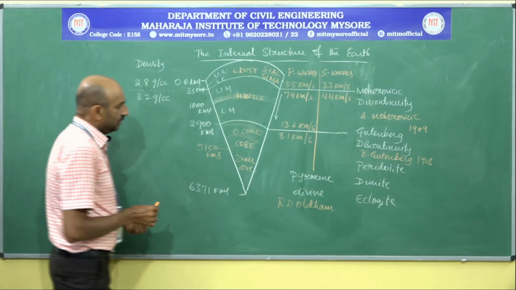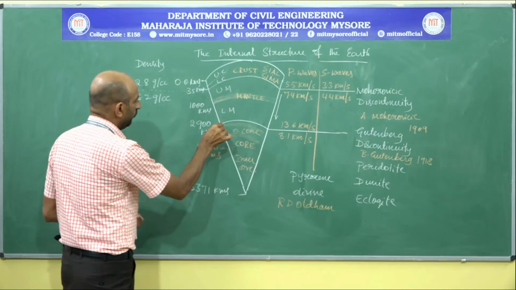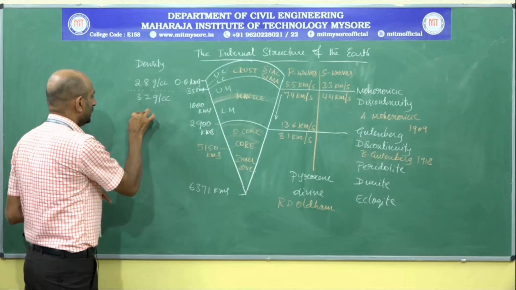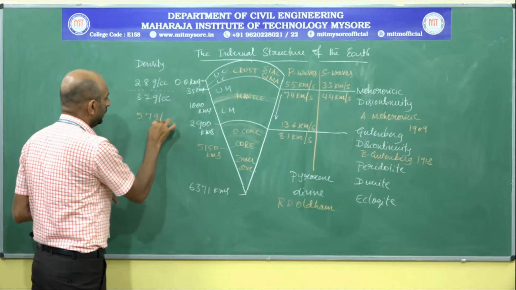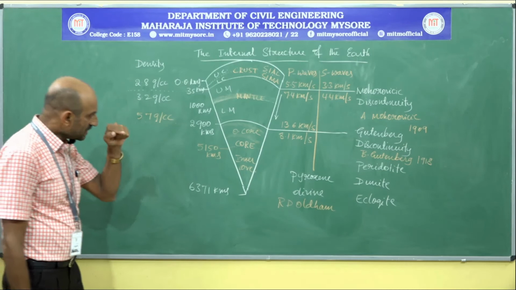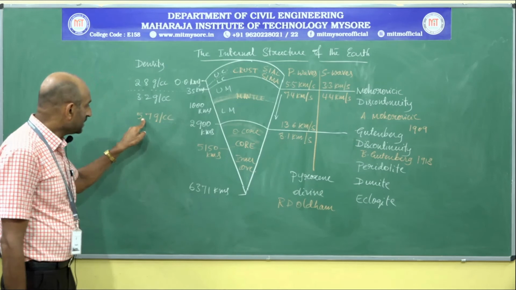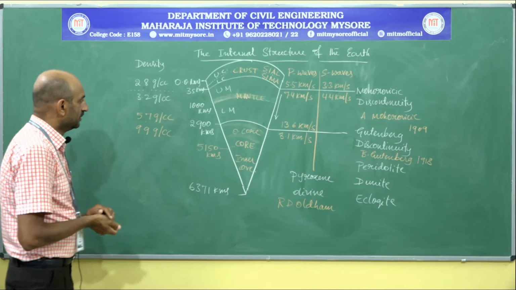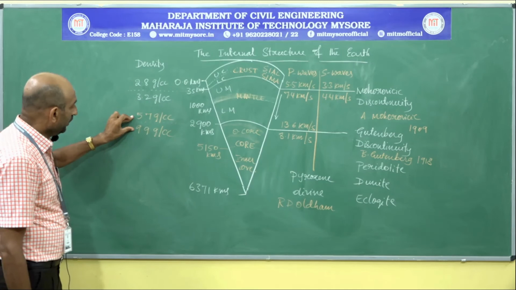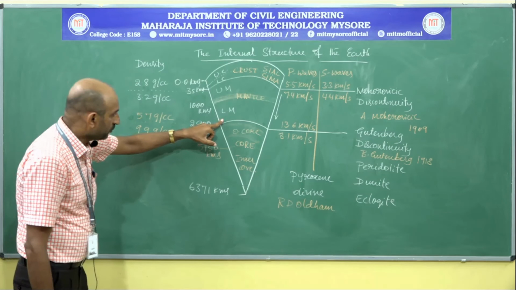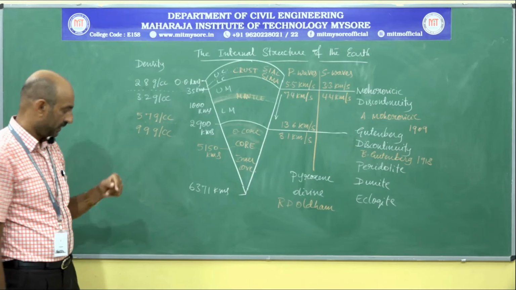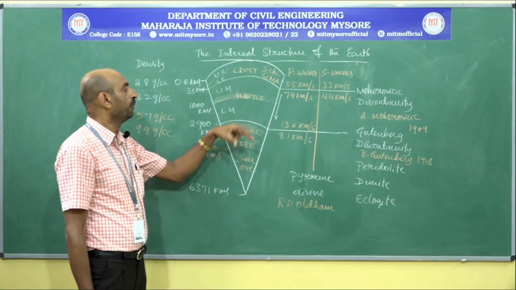Here, one more thing we have to understand. The density of the material above the Gutenberg discontinuity is 5.7 gram per cubic centimeter. Just beneath the Gutenberg discontinuity, the density of the material is enhanced, which is 9.9 gram per cubic centimeter. See, the sudden enhancement in the density of the material, from 5.7 gram per cubic centimeter at the lowermost region of the mantle to 9.9 gram per cubic centimeter at the uppermost region of the outer core, denotes again there must be different kinds of material between mantle and core.